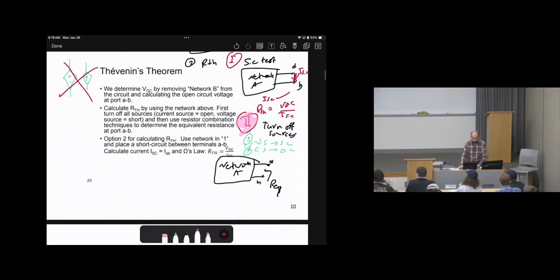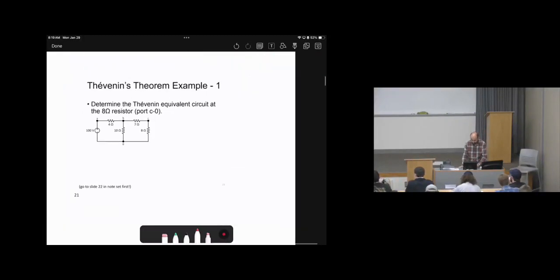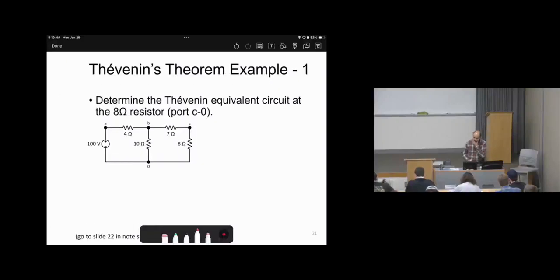Okay, how can we make the problem much easier? By doing an example, right? So we can understand and apply the procedure. Let's assume this circuit: determine Thevenin's equivalent circuit at the 8 ohm resistor.